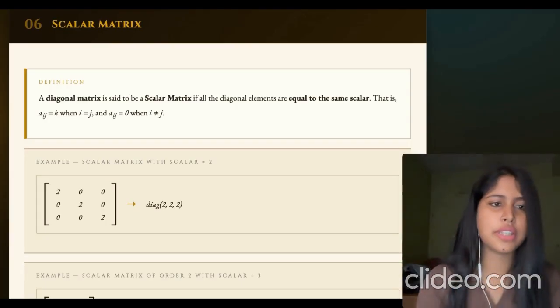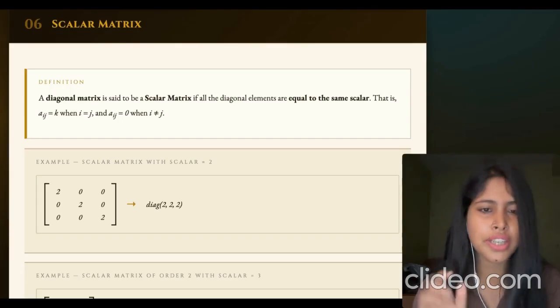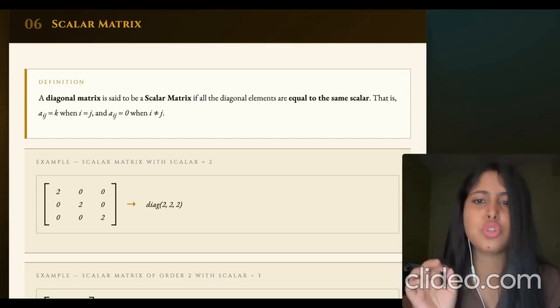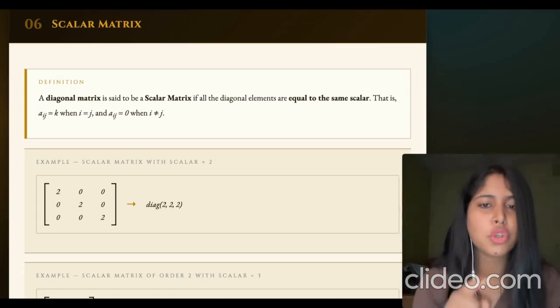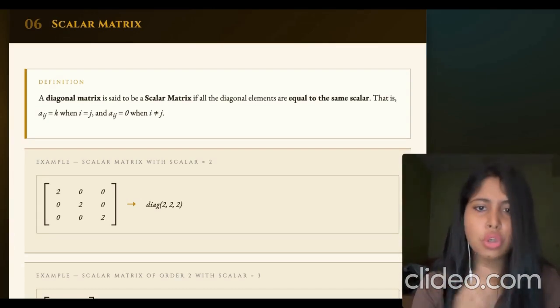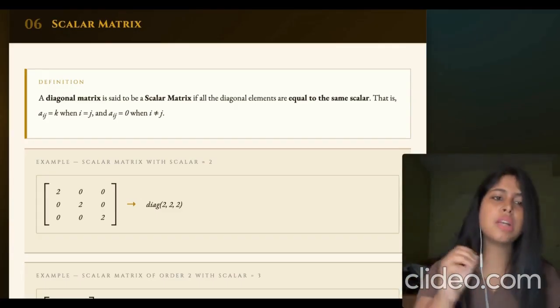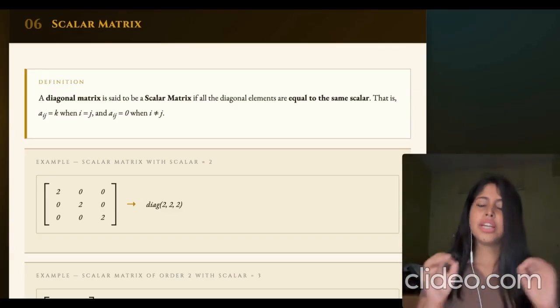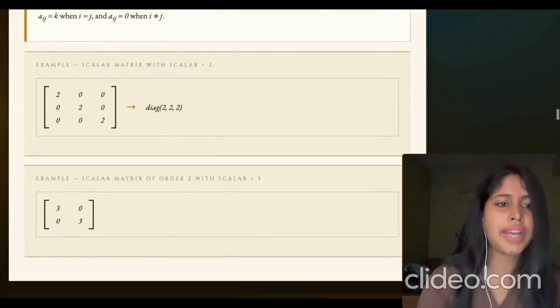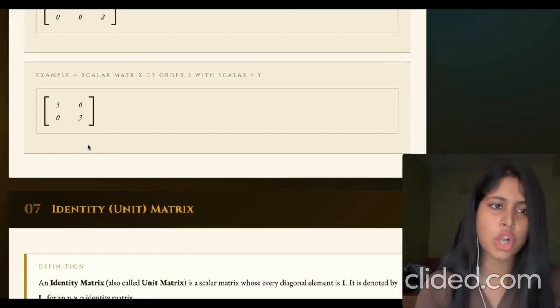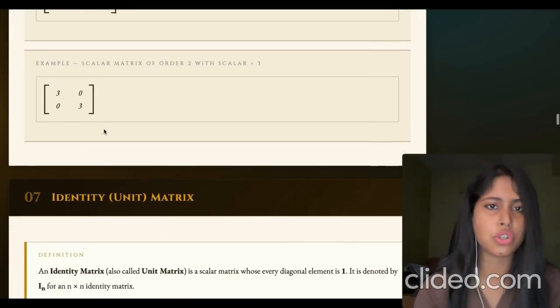Here you can see in this example our scalar k is equal to 2 in a 3 cross 3 matrix. Row 1 is 2 0 0, then 0 2 0, then 0 0 2. This can be written as diag 2 2 2, and you can notice how all three diagonal entries are identical. That is what makes it scalar. Now we are coming to the identity matrix. This is another example of a scalar matrix, of 2 cross 2, right?